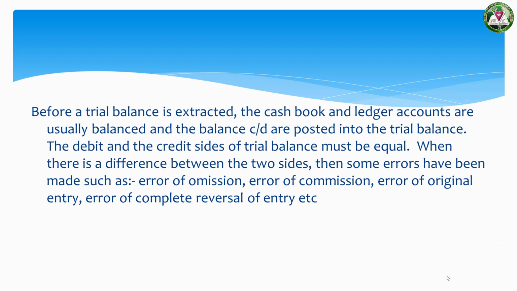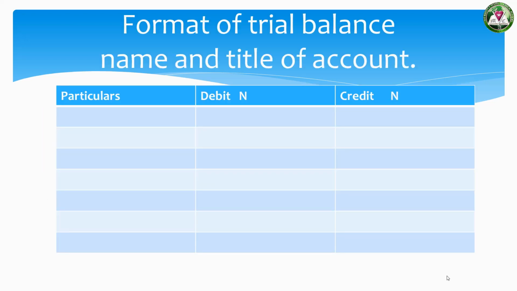You have error of original entry. Error of original entry might be writing something that should be written at the credit side, a credit transaction, as a debit transaction. So you have seen that you made the error originally. Then another one is error of complete reversal of entry. That is, calling a credit transaction a debit transaction, and a debit transaction a credit transaction.